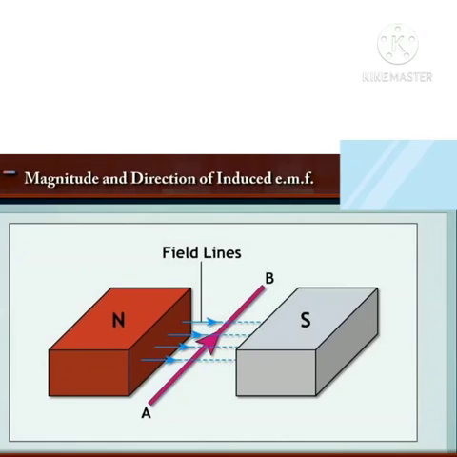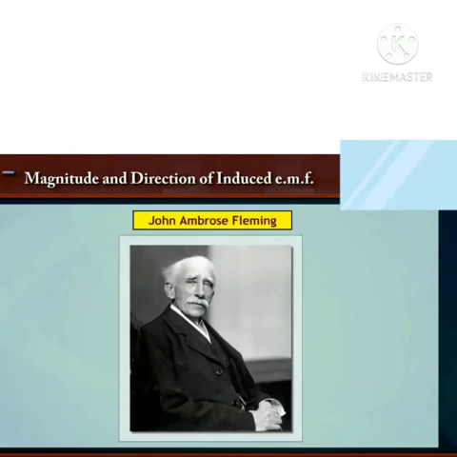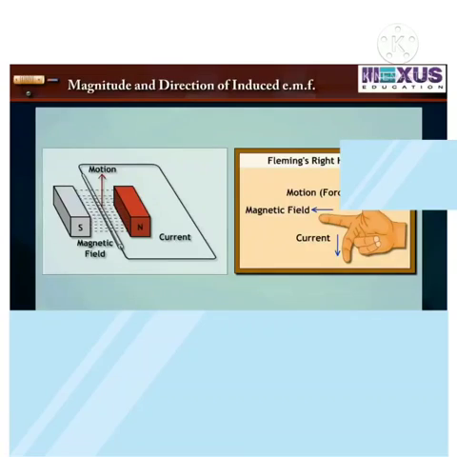Now, the direction of induced EMF depends on whether there is an increase or decrease in the magnetic flux. And to find the direction of induced current, Fleming gave a rule that is known as Fleming's right hand rule.